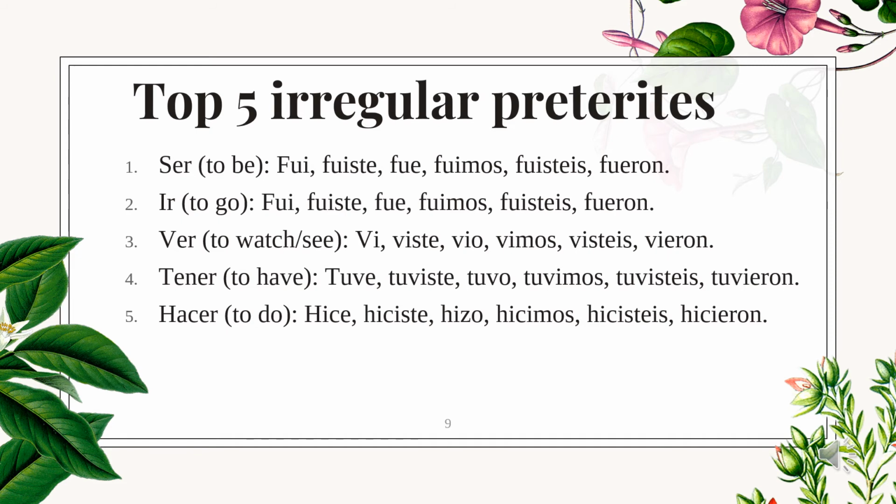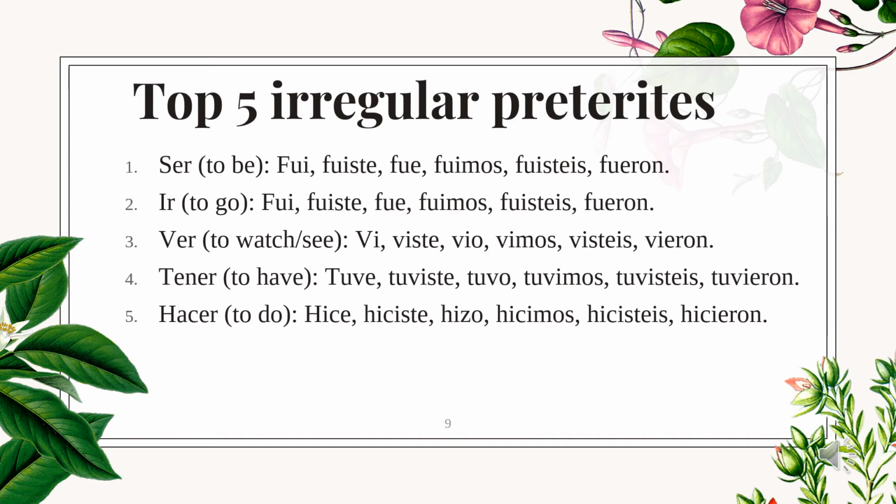If you look at the second verb, it's very easy because it's identical to ser. So ir, to go, would be I went, fui. You went, singular, fuiste. He or she went, fue. So if you want to say she went to the cinema, fue al cine. We went, fuimos. You plural went, fuisteis. And they went, fueron. Number 3, ver, to watch or see. Vi, viste, vio, vimos, visteis, vieron.